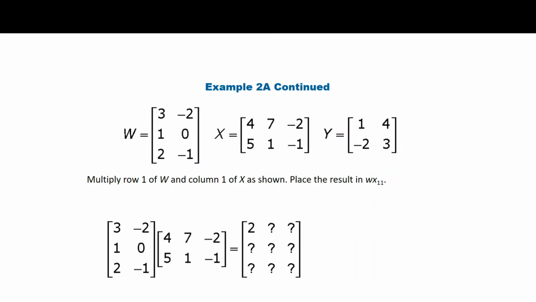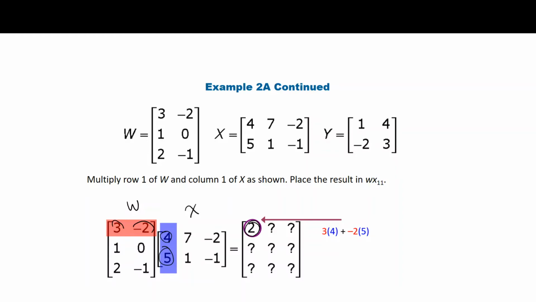All right, so what we're going to do is first write our two matrices. This is W and this is X, and we're going to start multiplying them together. I like using a highlighter a little bit. So I'm going to take 3 times 4, and that's 12, and negative 2 times 5 is negative 10. So 12 plus negative 10 is a positive 2, and that goes in this very first position.